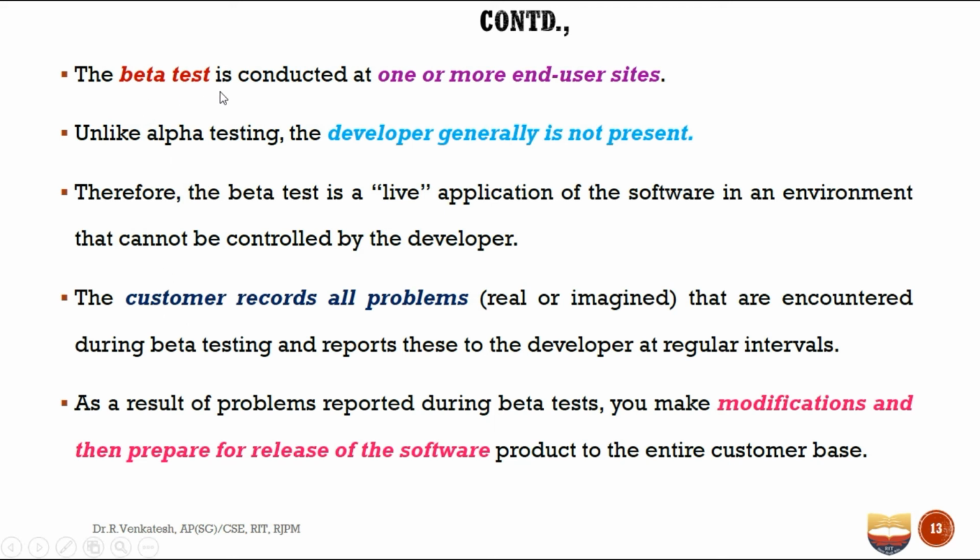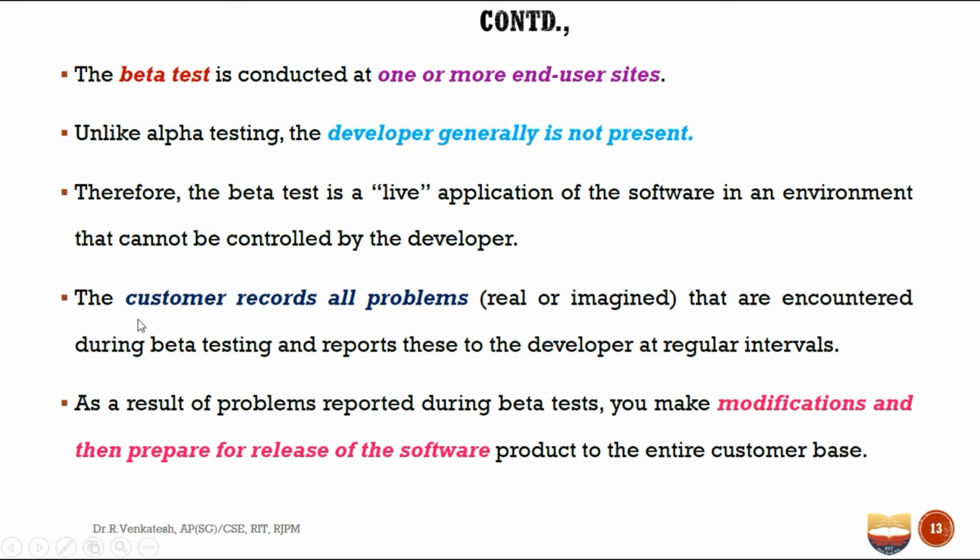On the opposite side, there is the beta test. The beta test is conducted by the end user at the end user's place, meaning at one or more end user sites. Unlike alpha testing, the developer generally is not present. The test is conducted and supported only by the end user. The developer is not present at the customer site. Therefore, beta testing is a live application environment. We use the product live, and by using it, the user will discover the errors.